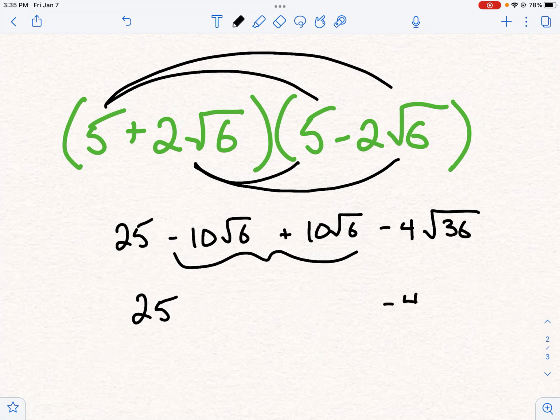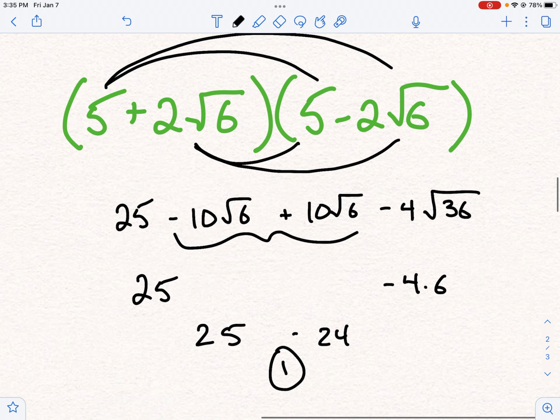And we end up with -4 times, in this case, 6. So 25 minus 24, and we're going to get a 1, and that's it. So when you're dealing with conjugates, you should expect to get something that does not have a radical in the end, which is the nice part.